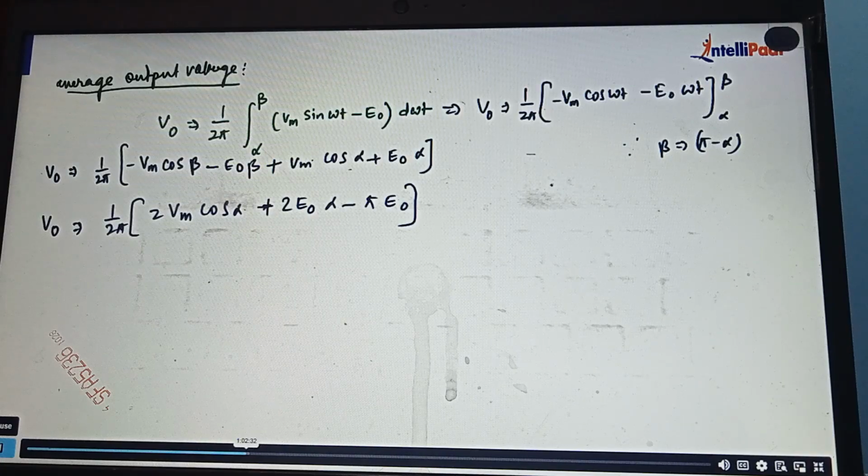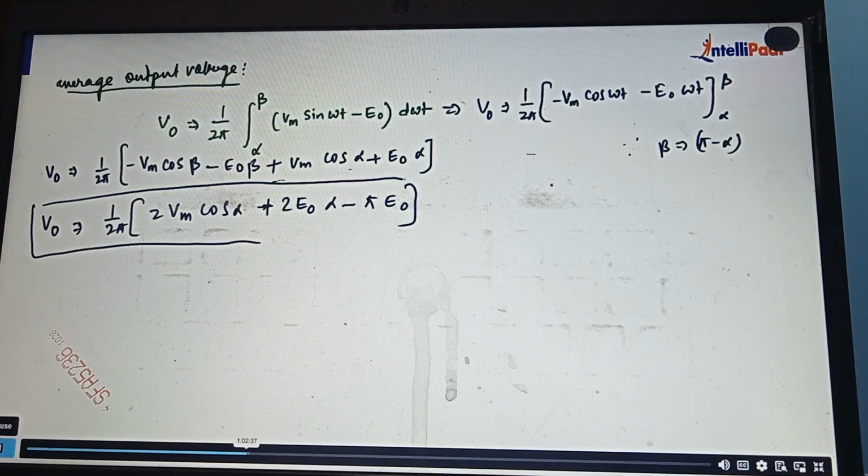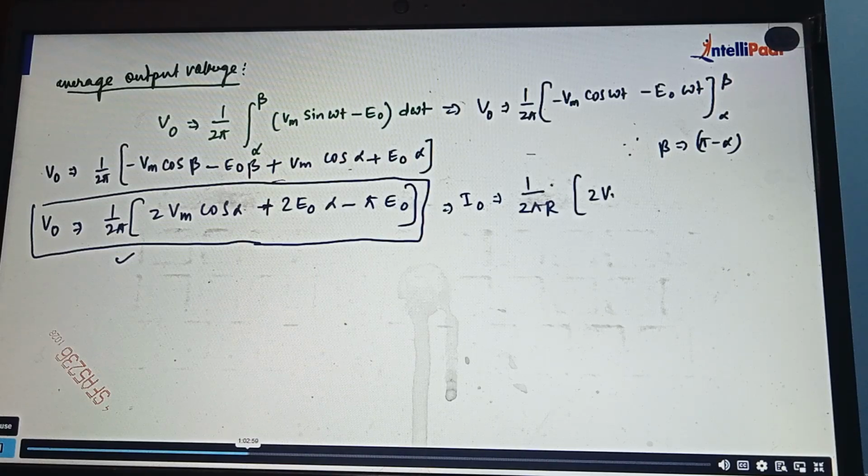That is the average voltage which we have calculated across the load. Across the load means across the battery as well as across this series resistance which we have connected here. Now if I wanted to calculate the current, suppose I wanted to calculate this current, so this expression will be 2 pi R, and the rest of the expression would remain the same: 2 Vm cos alpha plus 2 E naught alpha minus pi E naught, like that.